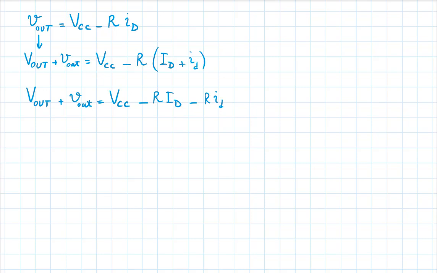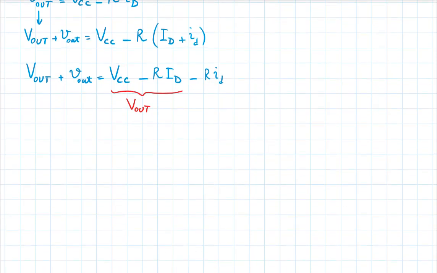Can I make an observation here? VCC minus R·ID, this is just your capital V capital out. By definition, that's your bias point. So from here then, look how nice that is.